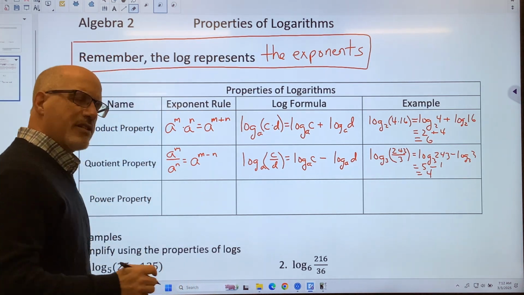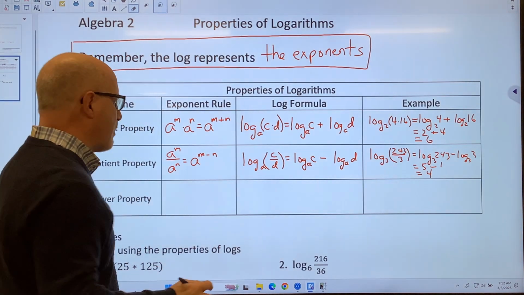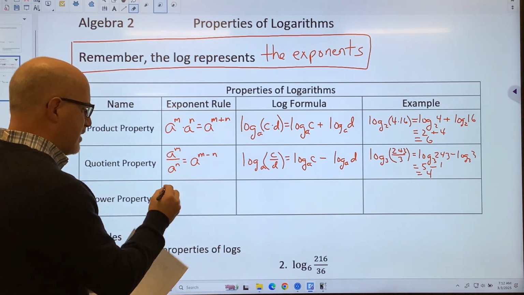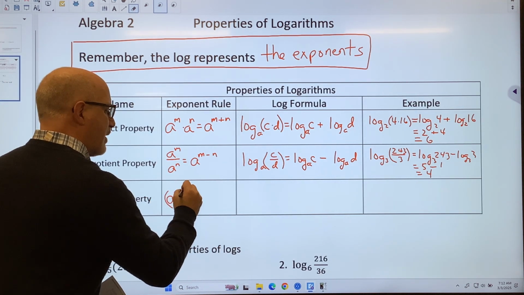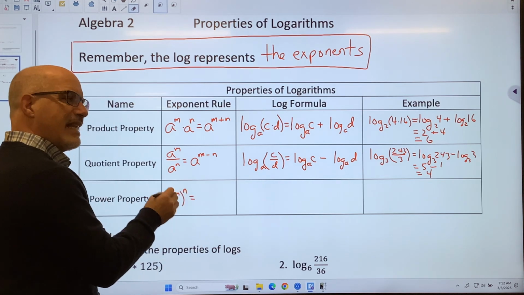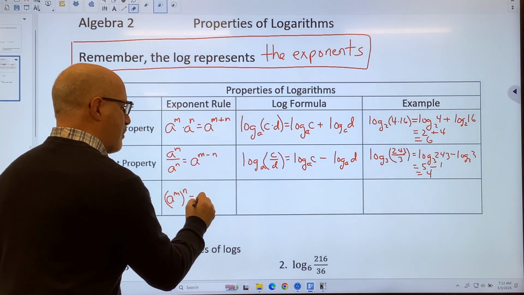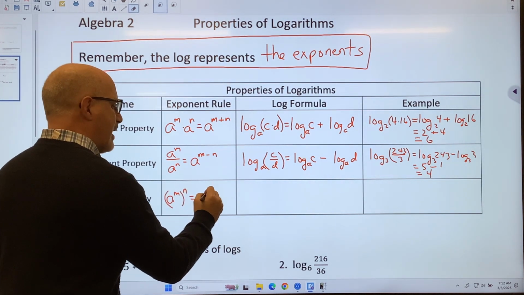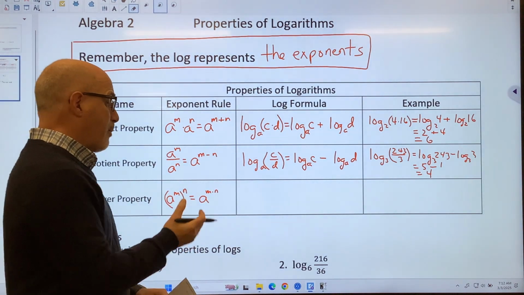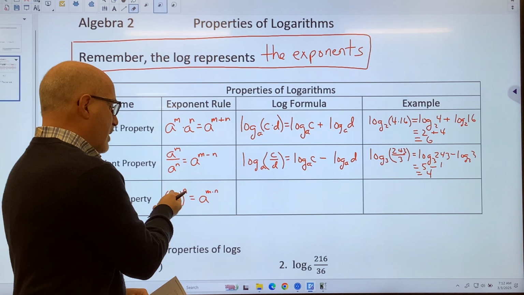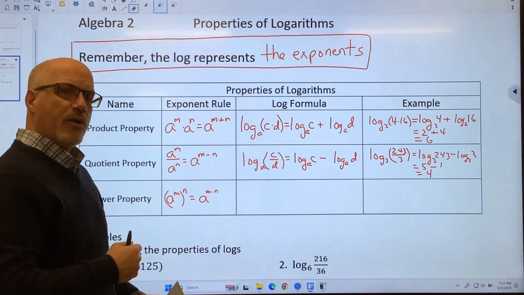All right, last one we're gonna introduce here is a power property. This is based on if you've got an exponent on the outside of a parentheses. If I were to bring it in, I multiply the exponents. M times n is our property for the exponent. So you have it on the outside, you bring it in and multiply.